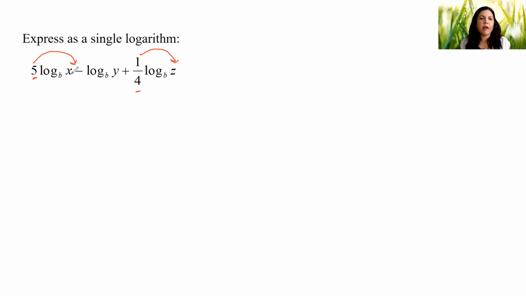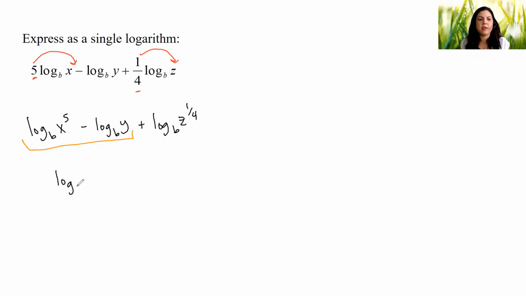So I'm going to use that power rule to take that 5 and move it back to the x as an exponent. So this is log base b of x to the 5th minus log base b of y plus log base b of z to the 1/4. Now I will combine these logarithms from left to right. So if I start with these first two, since I have a difference here, I can write that as a quotient. They both have the same base of b. And I can write that as the quotient of x to the 5th over y.